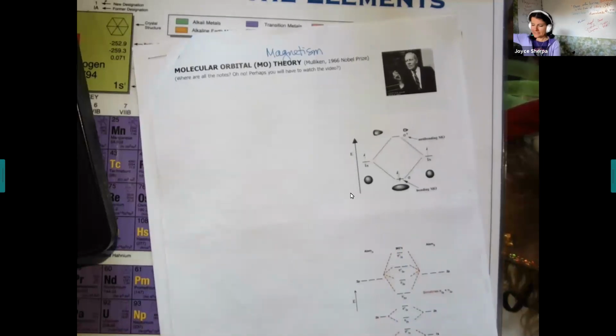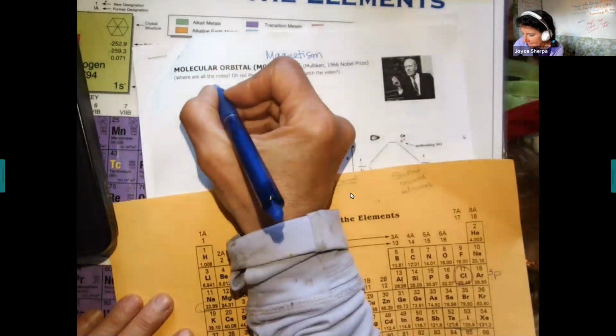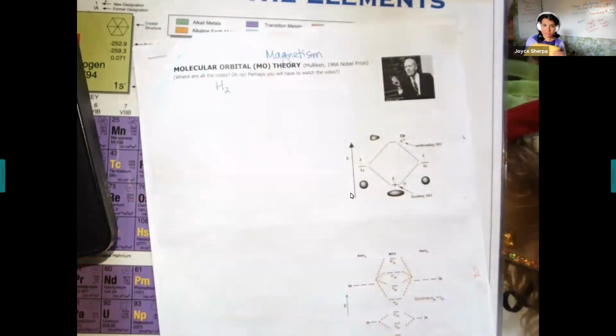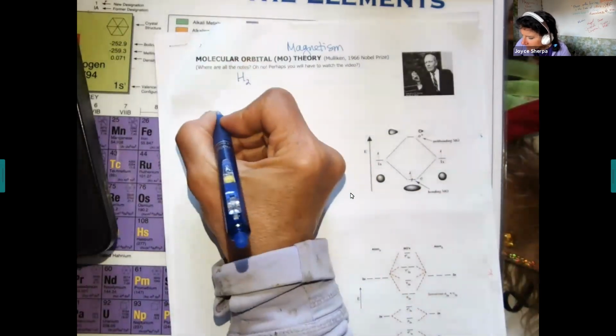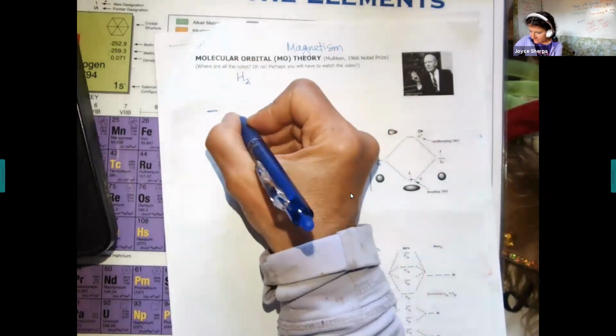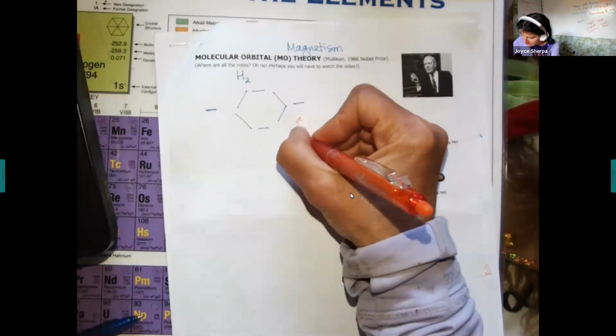So periodic table. Let's do hydrogen. So we're going to do H2. We'll just start really simple. Oh, and it actually does that over here. So the idea with this theory is, on the outside, this is what our picture is going to look like. So on the outside, these are atomic orbitals.